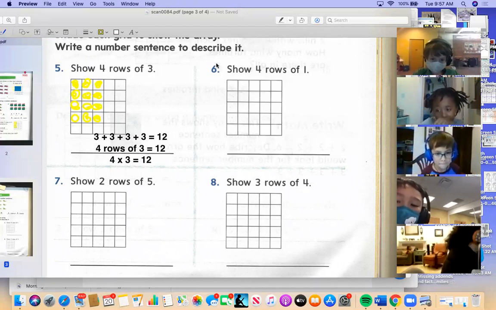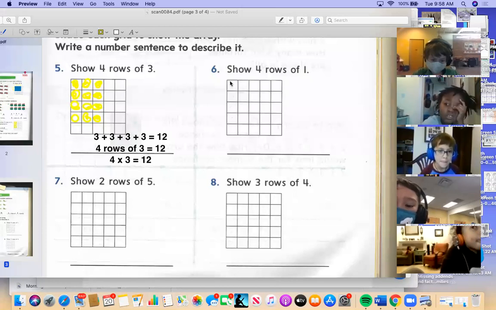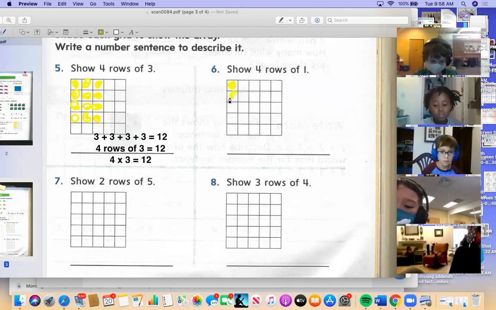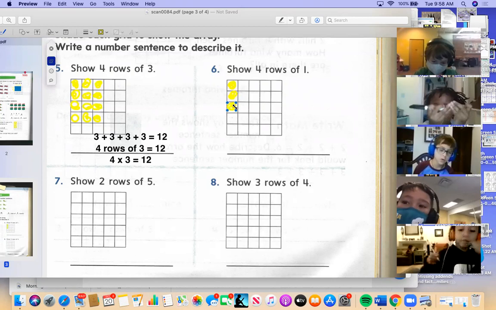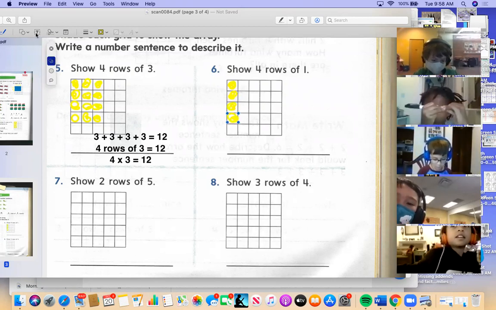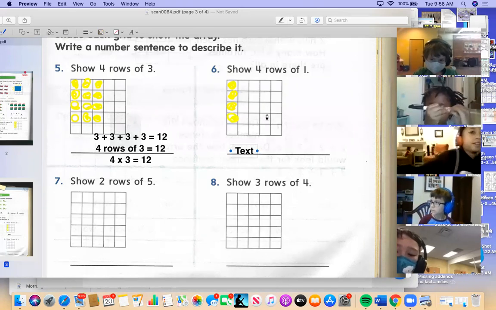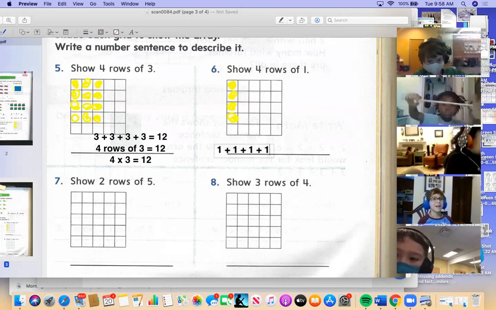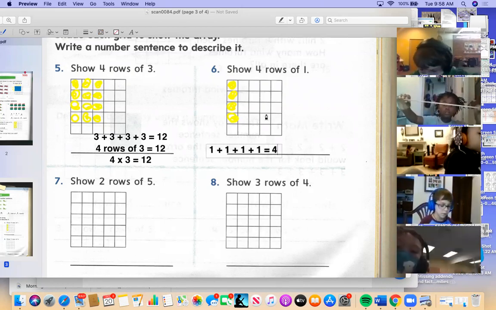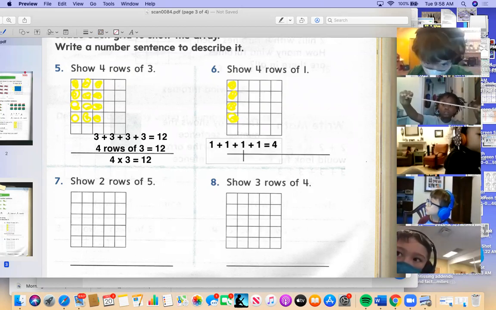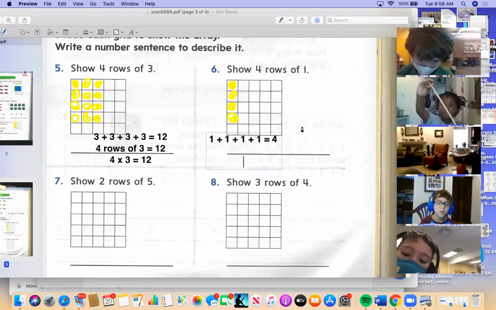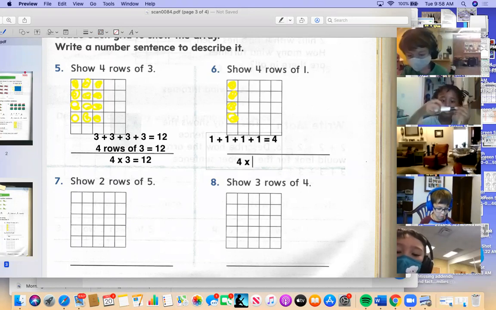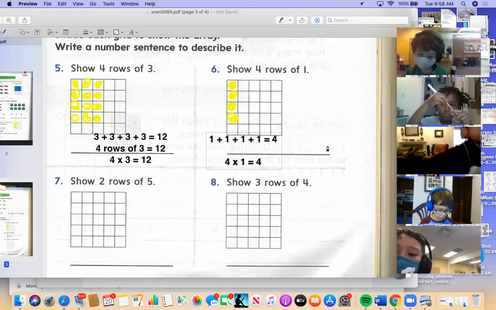All right. 4 rows of 1. Well, that's going to be simple enough. There's 1 row of 1, 2 rows of 1, 3 rows of 1, 4 rows of 1. And already done. And I'll go ahead and do that one. 1 plus 1 plus 1 plus 1 equals 4. And if we were going to rewrite this as a multiplication sentence, we would say 4 times 1 equals 4.